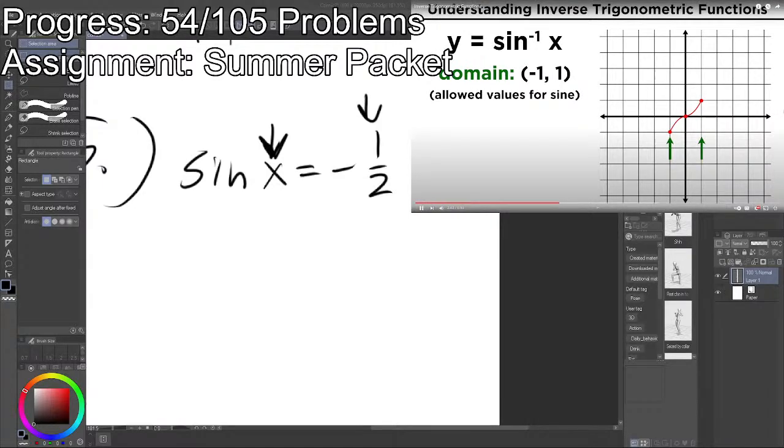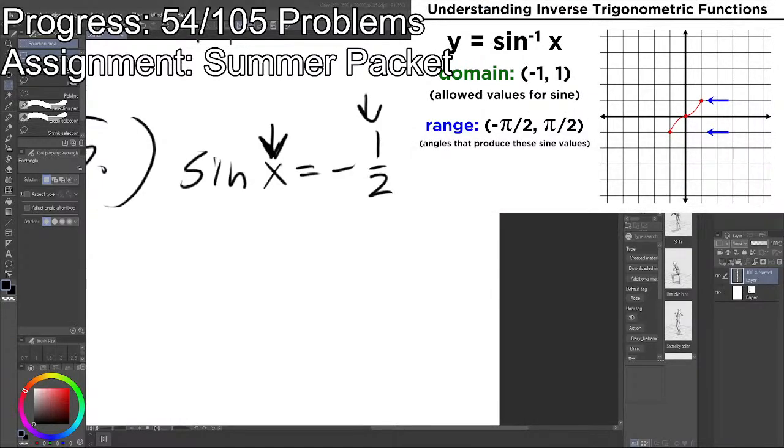The range will be -½ pi to ½ pi, because those are the angles we get when we plug in each possible unique sine value.